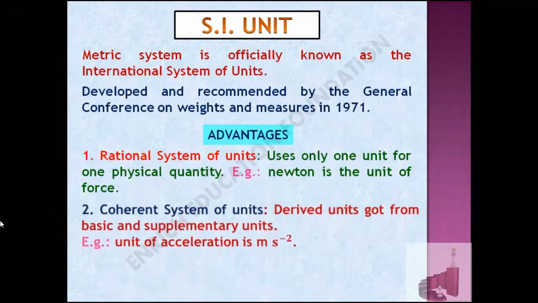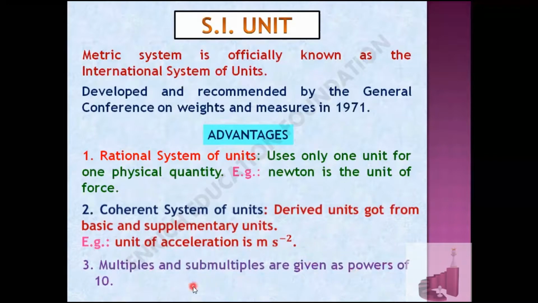The second advantage is the SI system is a coherent system of units. That is, the derived units are got from the fundamental or basic units and from the supplementary units. For example, if we take acceleration, its unit is meter per second square, which is got from the formula for acceleration, that is acceleration is equal to displacement by time squared. Displacement has the unit meter and time squared is second squared in the denominator. As a result, acceleration has the unit meter second power minus 2.